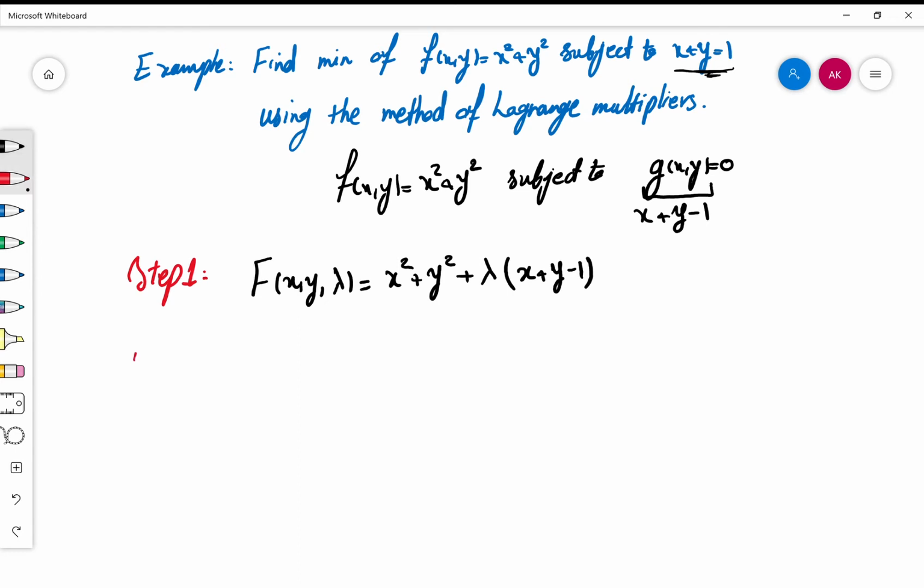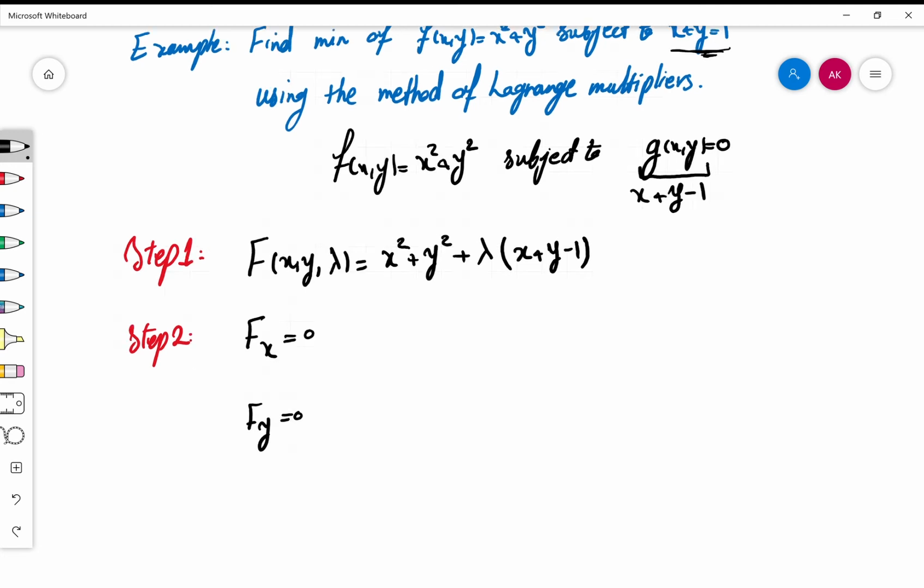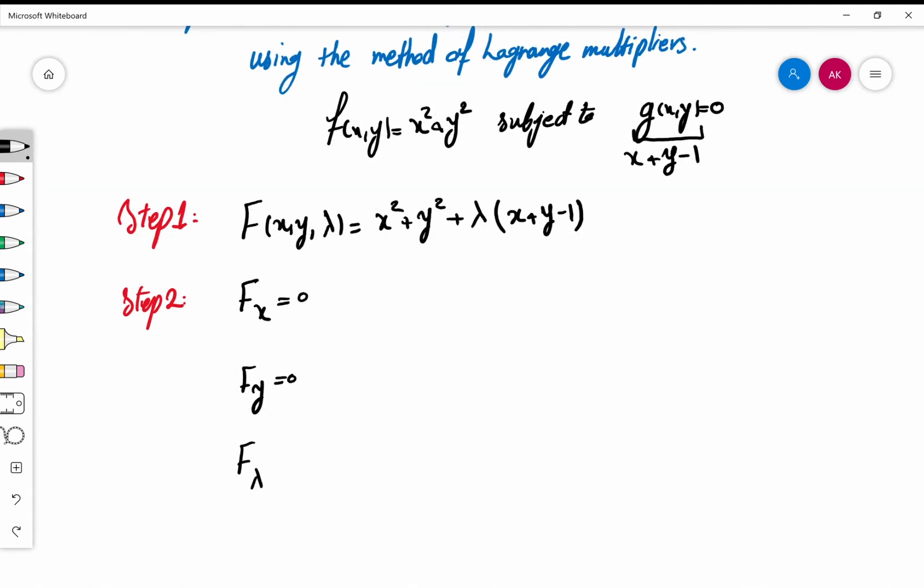Then step 2 is to find critical points of this. So we need to find f_x equal to 0, f_y equal to 0, and f_lambda equal to 0. So f_x here is what? I have 2x plus 0, plus lambda times x. You should remember these pieces that you multiply. The only piece which has x is this, and that gives me just lambda. This is equal to 0.